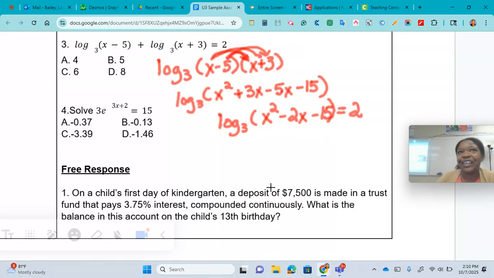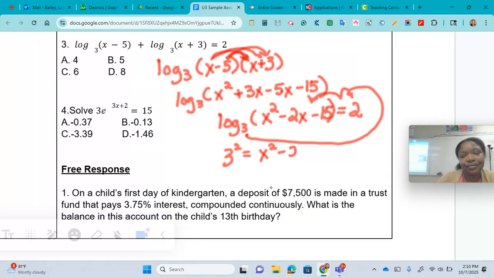So we're going to change this into an exponential using the hand method. 3 to the second power equals what's in the parentheses? This is the level that y'all are going to see on the district exam, because this is actually made from the district. So I wanted y'all to see the level that I want y'all to get to. 3 squared equals 9.